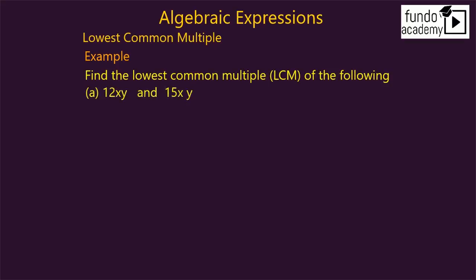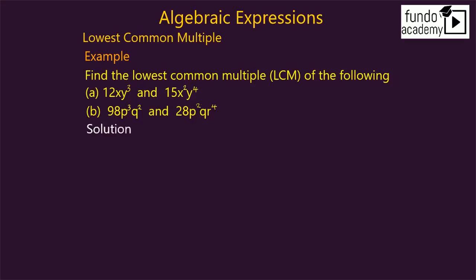On part A we have 12xy cubed and 15x squared y to the power of 4, and on part B we have 98p cubed q squared and 28p squared qr to the power of 4. Right, so let's go on to the solution.